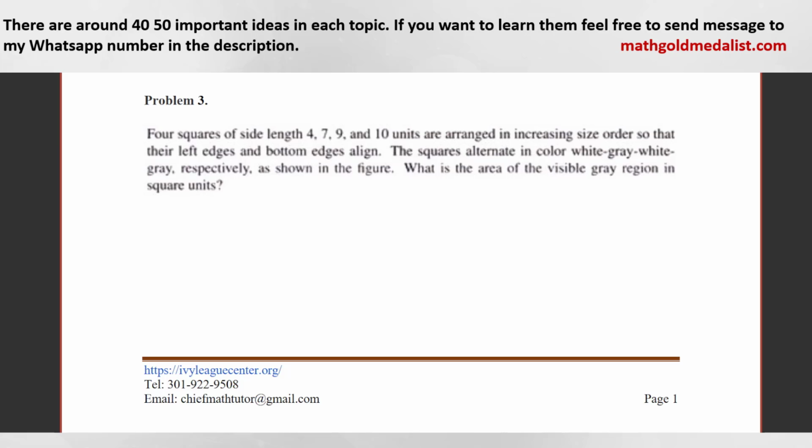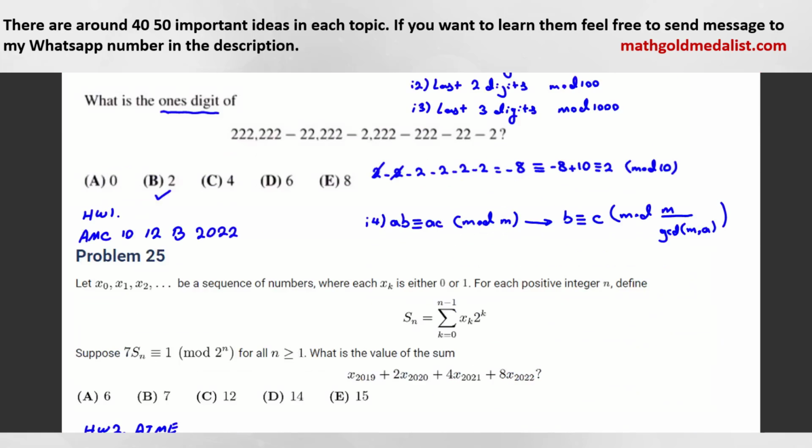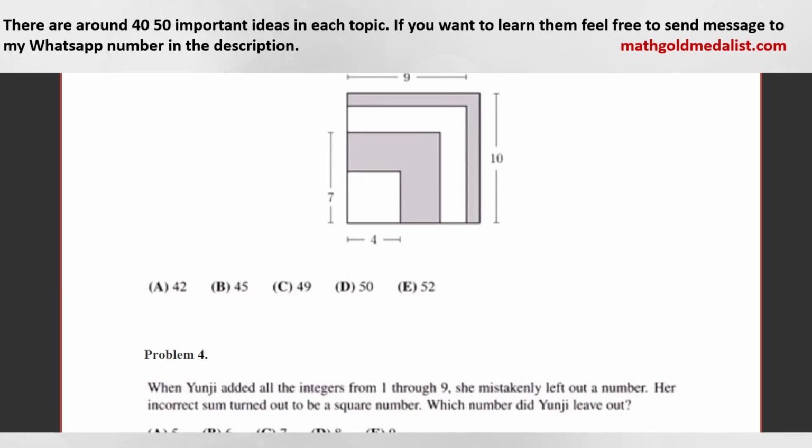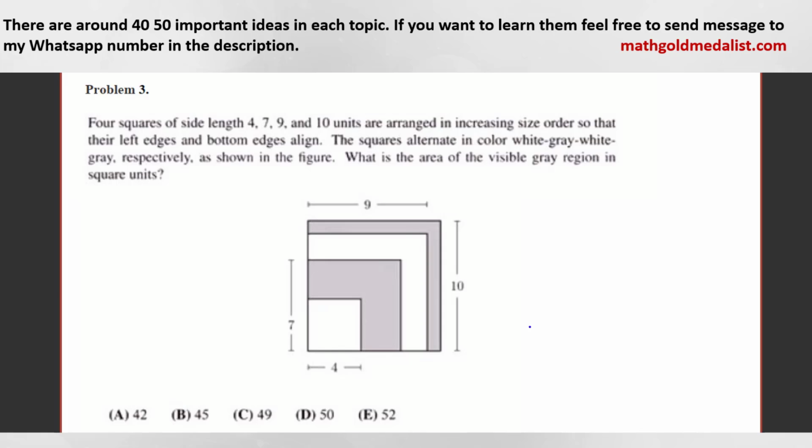Now let's try problem 3. So in problem 3, the figure is this one. Let me show you this one. Okay. Read this problem first on your own. It says this one is 4, this one is 7, this one is 9. Length of this is square, and this one is 10. So we have 4 squares like this with side lengths 4, 7, 9, and 10 units. And then we should calculate area of shaded region.